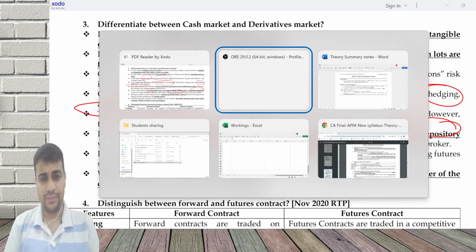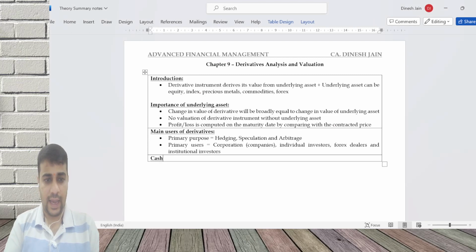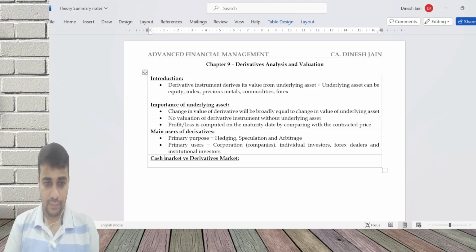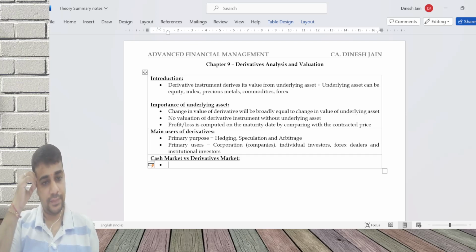Let's write now: cash market versus derivatives market.